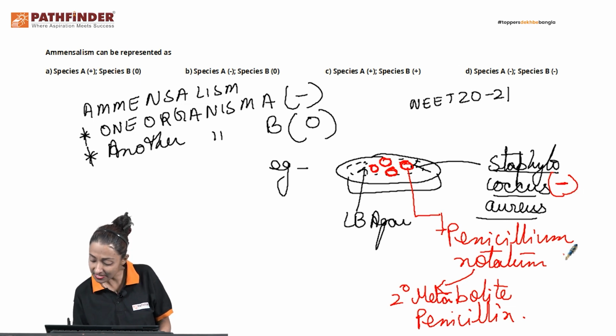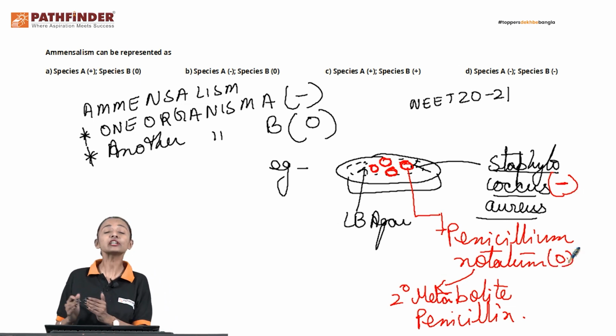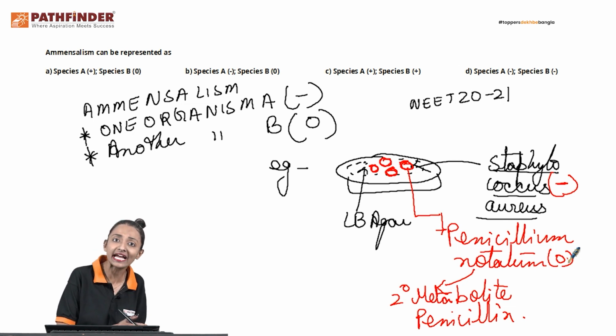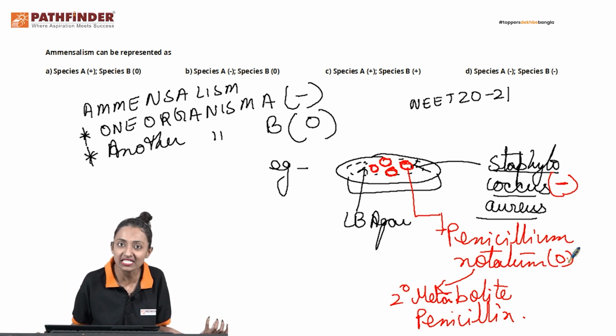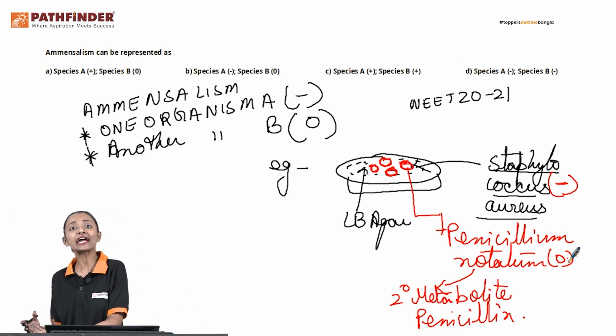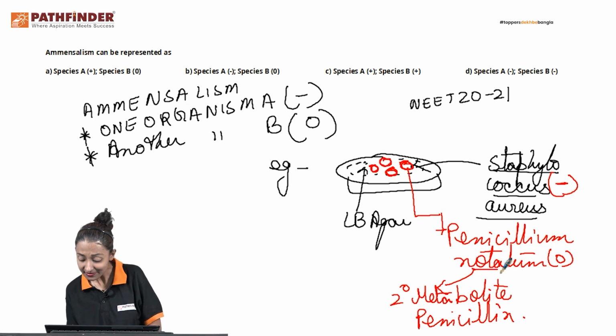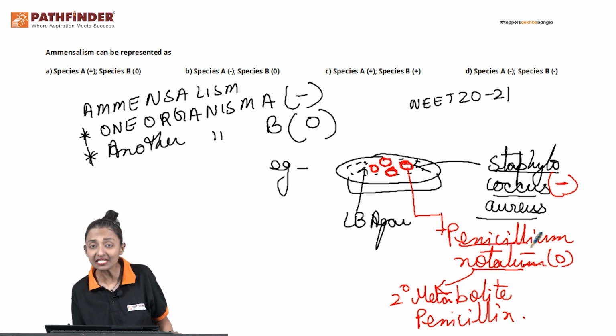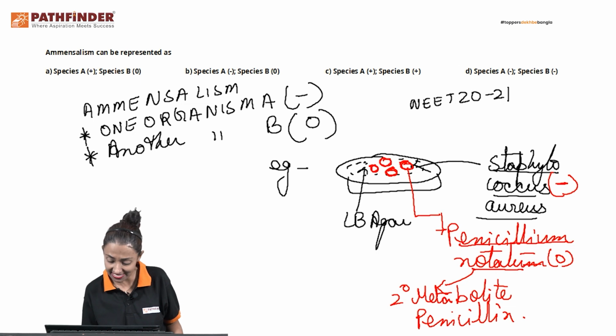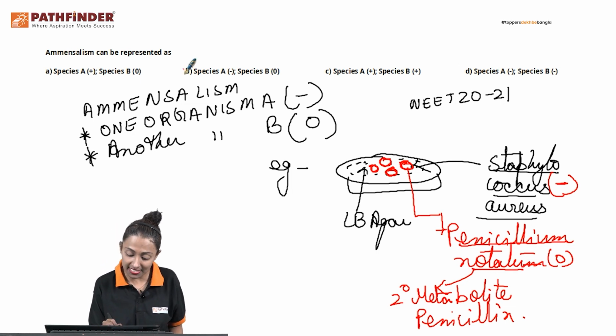So this becomes 0. So a particular kind of interaction where one organism is harmed or negatively impacted and the other organism is unharmed, in this case Penicillium notatum, this kind of interaction is termed as ammensalism. Go for the options now. The best suited option is this one.